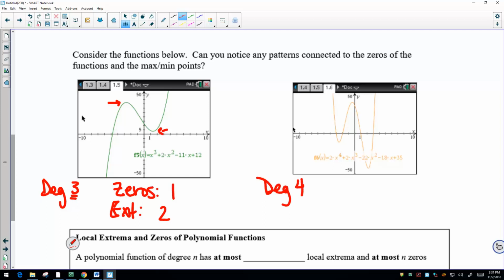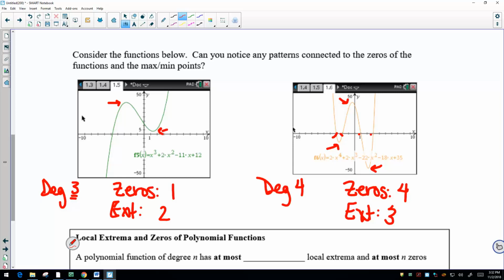And if, again, I'm looking at the zeros, how many times it crosses the x-axis? Well, now this time I see 1, 2, 3, 4 zeros. And how many extremes? Well, this time I can see there's 1, there's 2, there's 3.